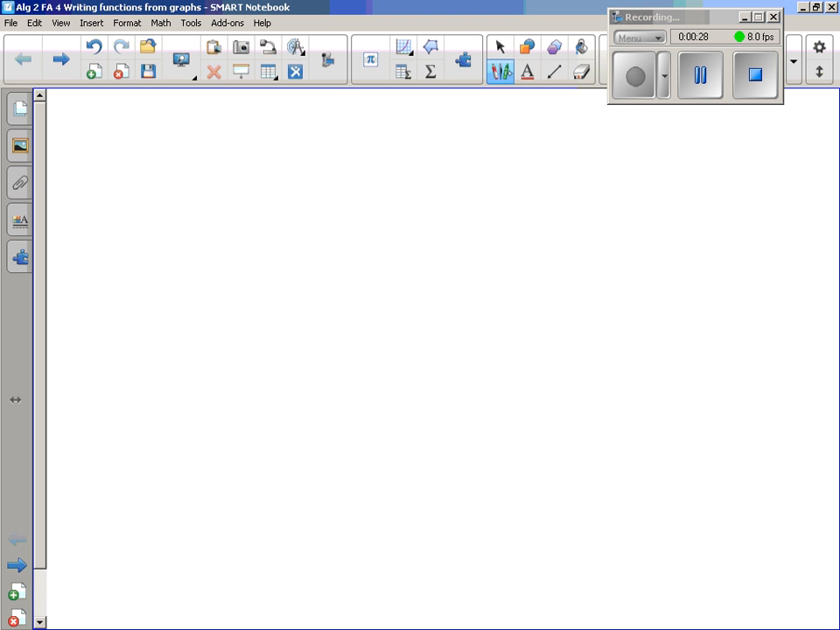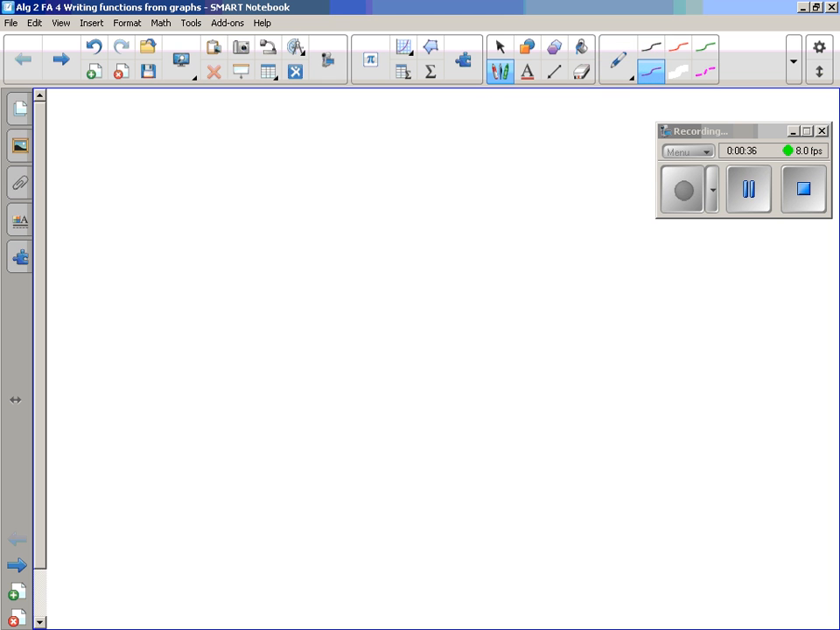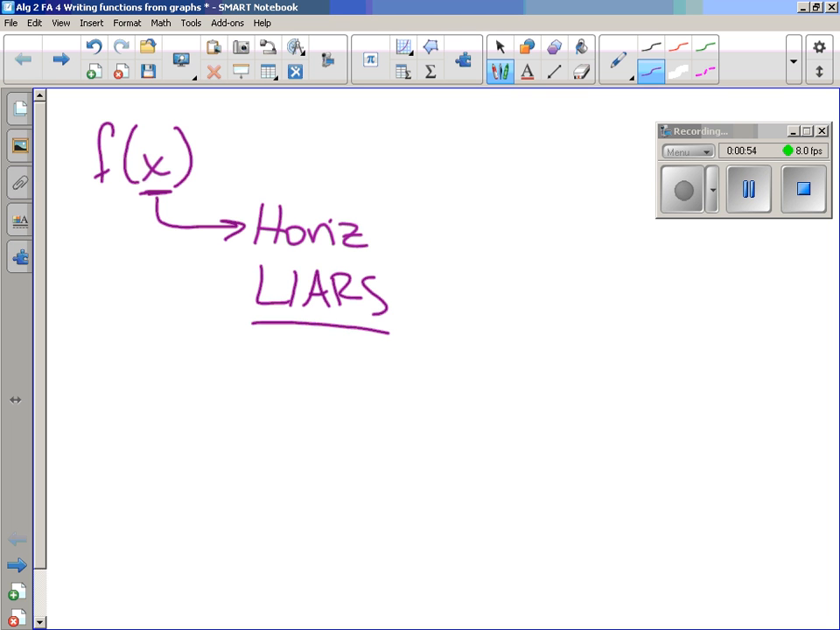So what I'm going to start with is just taking you back to the previous objective. So, f of x. Anything that we put inside the parentheses is a horizontal transformation, and they're liars. Anything that goes outside, either in front or behind, is a vertical transformation, and they tell the truth.